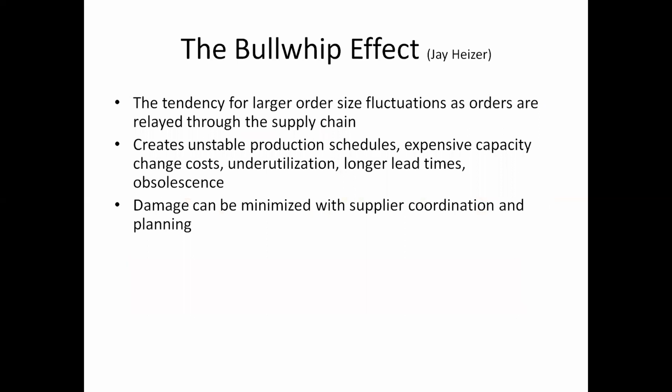So coming back to the concept of the bullwhip effect, it is the tendency for larger order size fluctuations as orders are relayed through the supply chain from the customer to the manufacturer, or even further to the suppliers along the upstream. And it also creates unstable production schedules, expensive capacity change costs, underutilization, longer lead times, and obsolescence. Why? Because that leads to further overproduction.